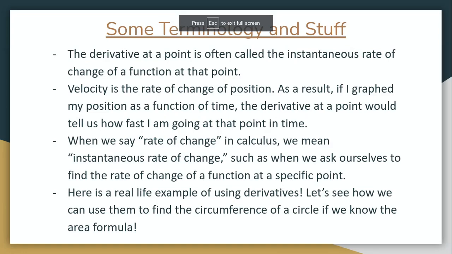The slideshow just, I think, goes over what I just said. It says the velocity is the rate of change of position. As a result, if I graph my position as a function of time, the derivative at a point would tell us how fast I'm going at that point in time. That's kind of what we just said. The derivative of position, the rate of change of position, is your speed or velocity, right? Yeah, that makes sense. So you could tell me how fast I'm going at t equals 2 by just calculating the derivative of that function at t equals 2.